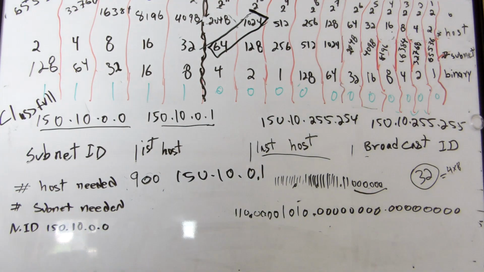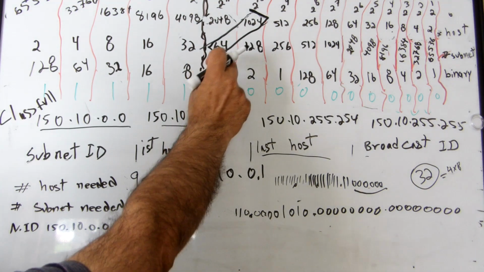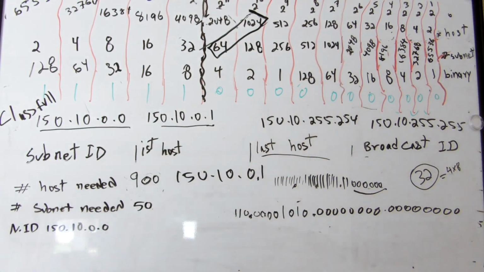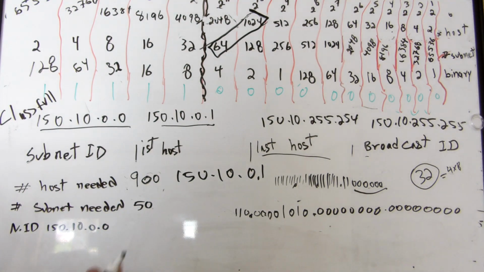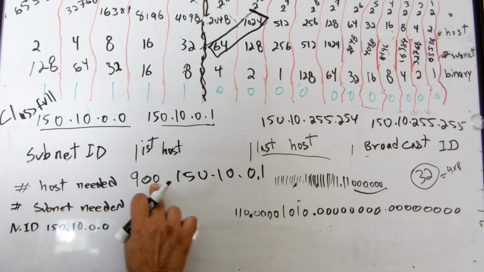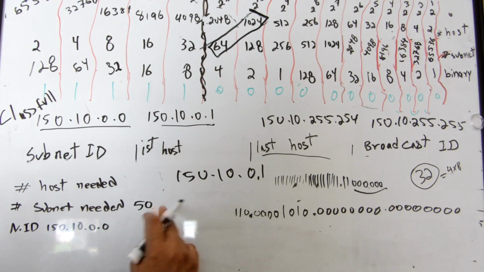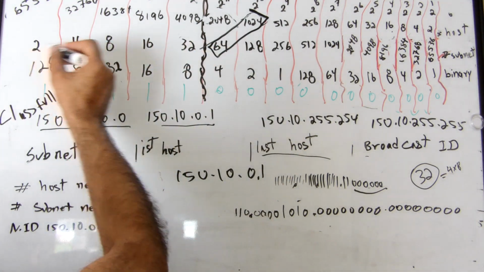Okay, maybe the number of subnets needed is, I don't know, 50, but you have to choose this one because they give you the number of subnets needed, and they don't give you the number of hosts needed. So you choose this one, because if they say the number of subnets, this is subnet.